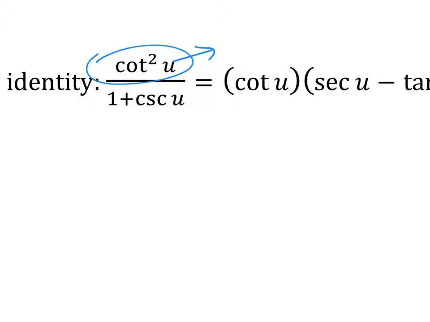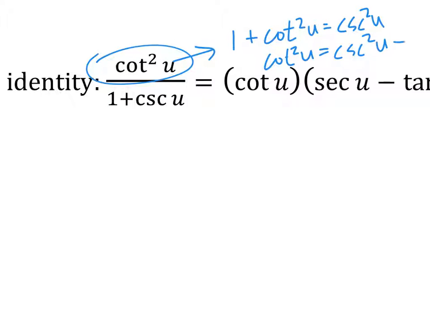Let's try doing this. So cotangent squared, remember that 1 plus cotangent squared is cosecant squared. So cotangent squared by itself is just cosecant squared minus 1. Okay, so this is cosecant squared minus 1.